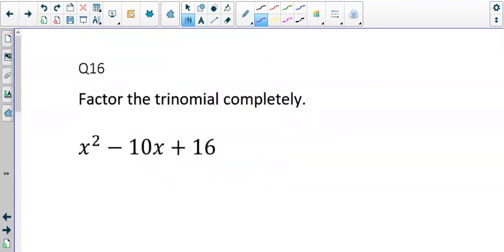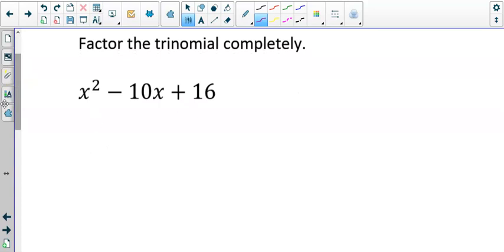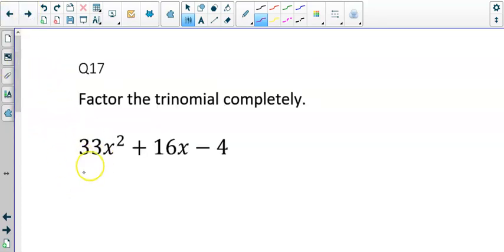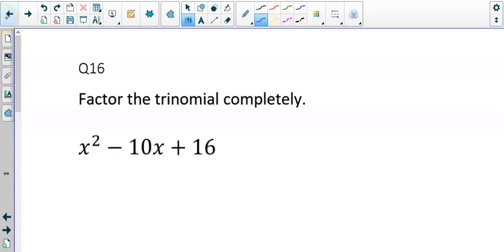So we want to factor the trinomial. So there are 2 of these back to back. The difference between these, this one makes factoring a little bit easier because your a is 1. But in the second guy, which is number 17, your a is not 1 anymore. So it makes it just a little bit more challenging. So let's talk about factoring with trinomials.